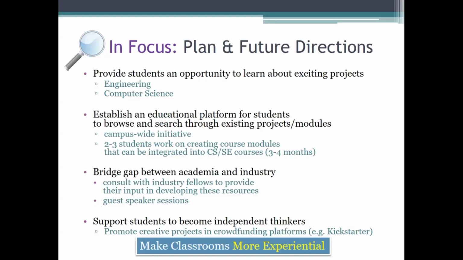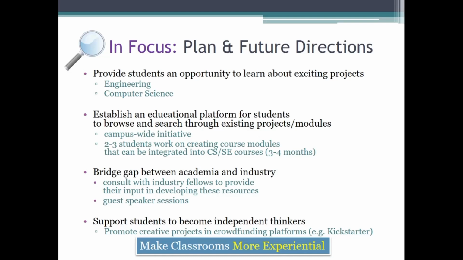So as a faculty member, you would not have to spend a lot of time researching how to use Arduino or any of these hardware prototyping platforms. If you would like to add a hands-on experience component into your class, then you can use all of these built-in components that we will work on creating. I will work on hiring 2 to 3 students who will create these course modules, and these course modules will be available publicly across the campus.